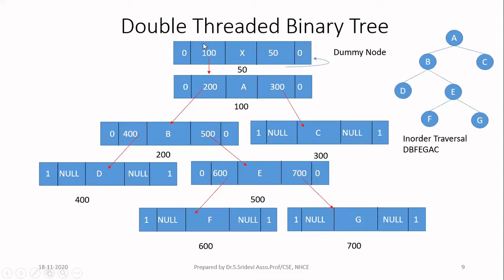So for that, I'm making use of the left pointer of the dummy node. In case of the right pointer, I'm going to use the pointer to point to the same node. So the address of the dummy node is 50. So in the right pointer of the dummy node, I'm storing 50. It means it is going to point to itself. And when your double threaded binary tree is empty, you will have only this pointing to itself. Nothing will be there. So this link will not have any value.